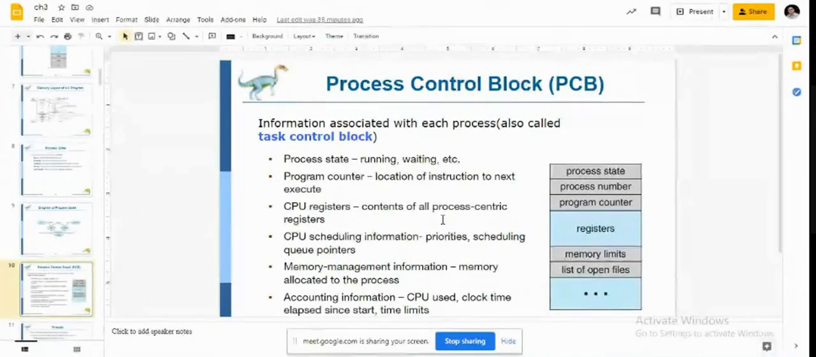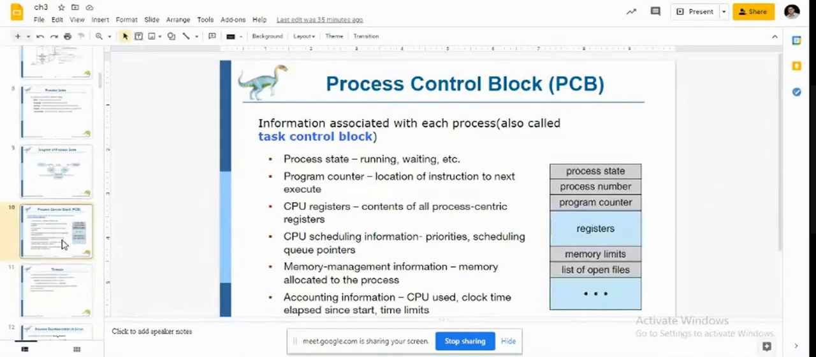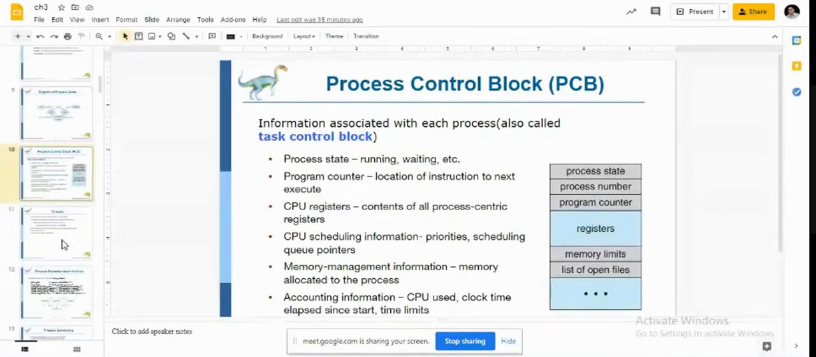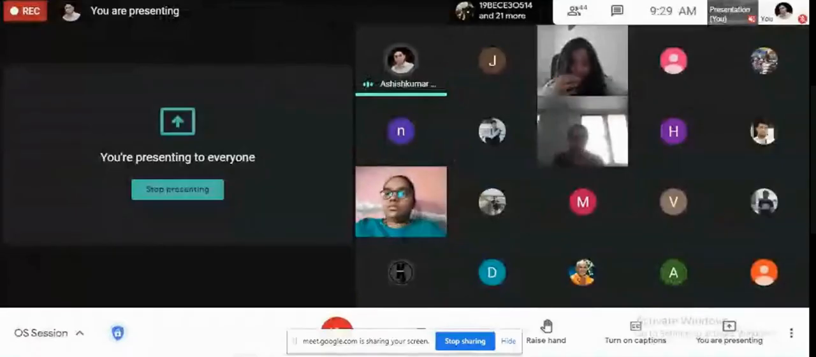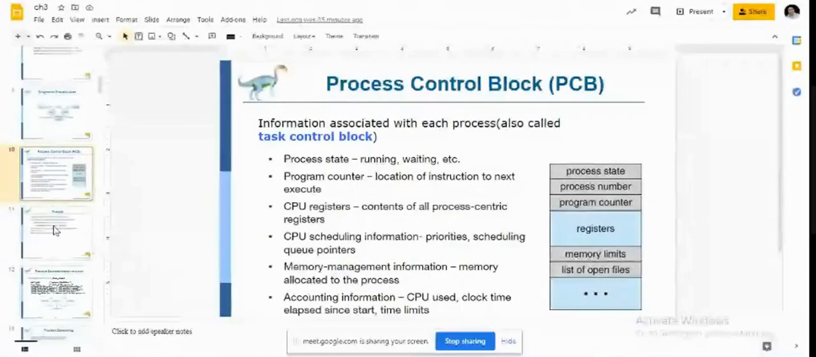So instead of 10, now you have only 9 processes. After some time you have 5 processes, after some time only 2. It depends. In this way the CPU is executing the processes simultaneously, and because the processes are executing simultaneously, the operating system has to select one of the processes for execution. At that time the PCB is used to find the status of the process.